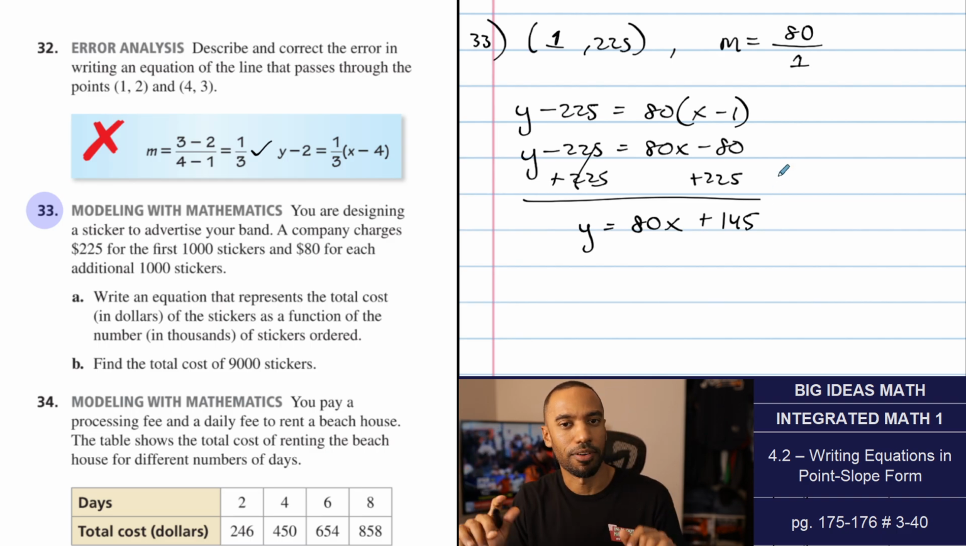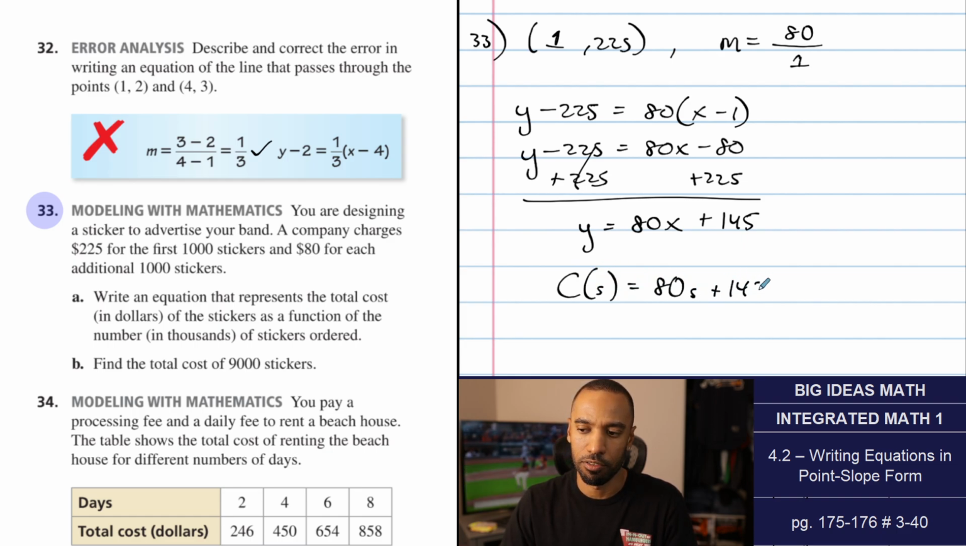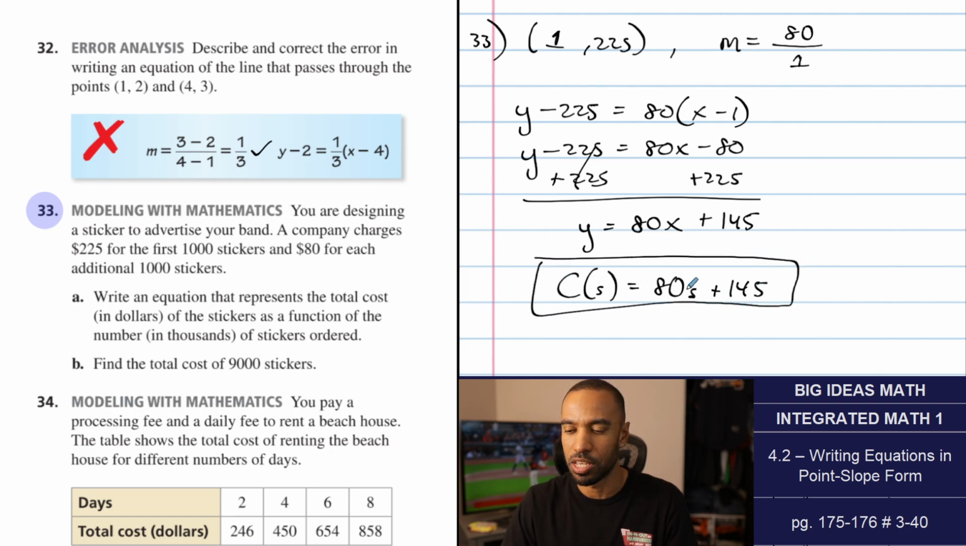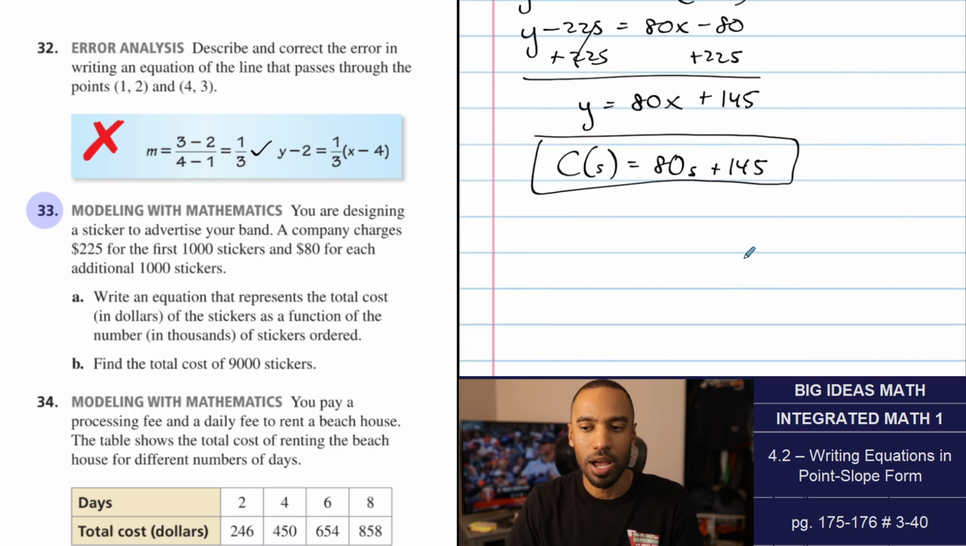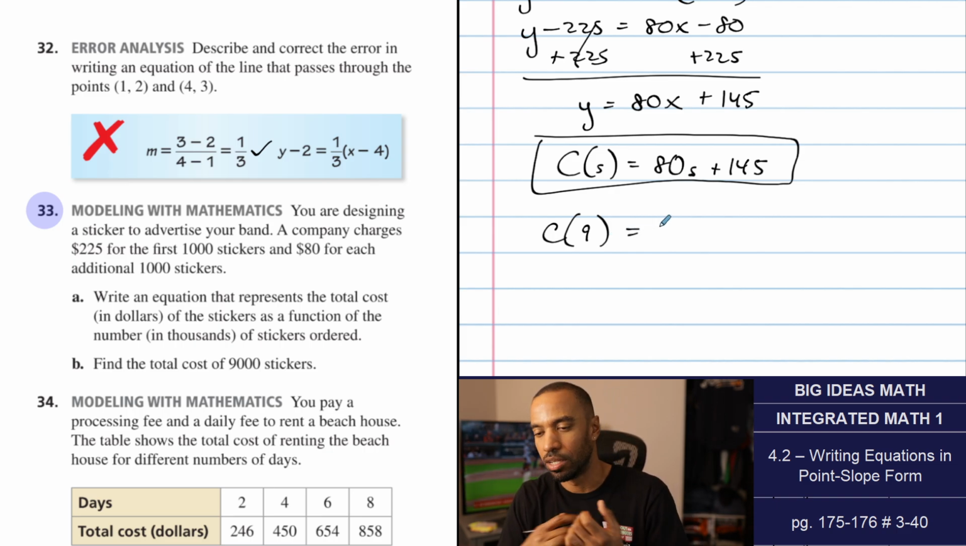$145 just for funsies. So this can be our equation. If I use some sort of function notation, I could do C sub S equals 80 times S plus 145, where S is the number of sets of 1,000 stickers and C is your overall cost. It says find the total cost of 9,000 stickers. So for 9,000 stickers, I don't substitute 9,000, I substitute 9. 9 is in thousands.